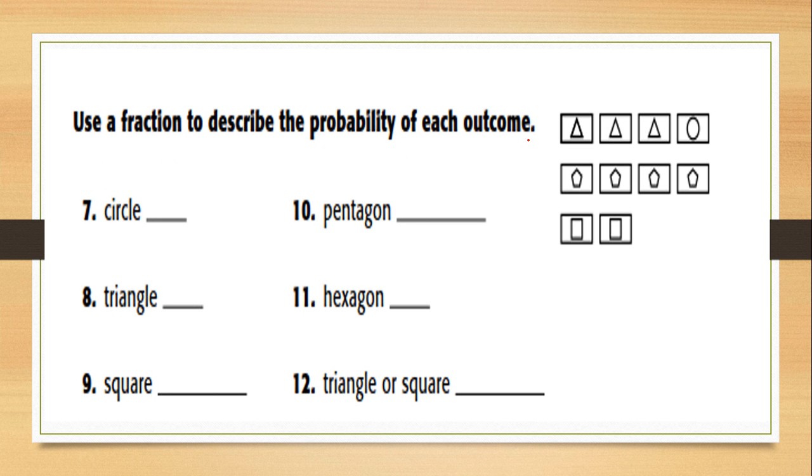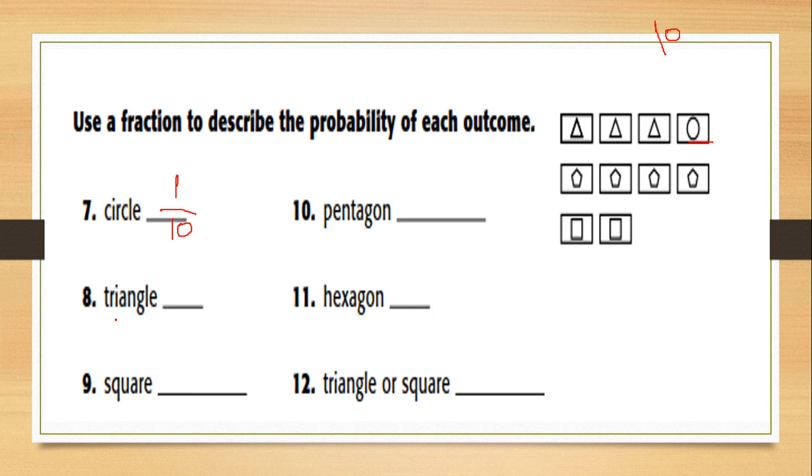First of all, let's know what's the total here. Let's count to know. 1, 2, 3, 4, 5, 6, 7, 8, 9, 10. So the total numbers here is 10. Let's find what's the probability that we have circle. Let's make fraction. How many circles do we have here? We have only 1. So that will be 1/10.